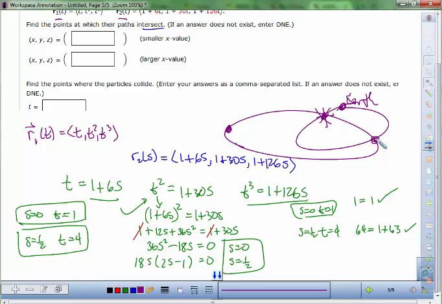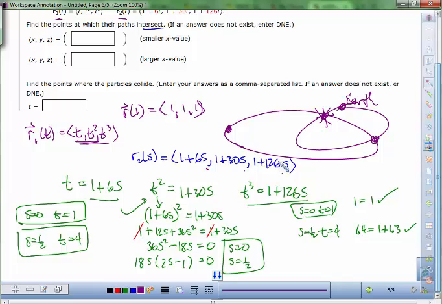So what is our answer? They want the actual point in space, the x, y, z point. So we know that s is equal to 0 or t is equal to 1, so you can take either one of those. If I put t equal to 1 into my R1 function, this would just be 1, 1, 1. So the point in space is going to be 1, 1, 1. Or similarly, you could have put 0 in for s, and you should get the same point.